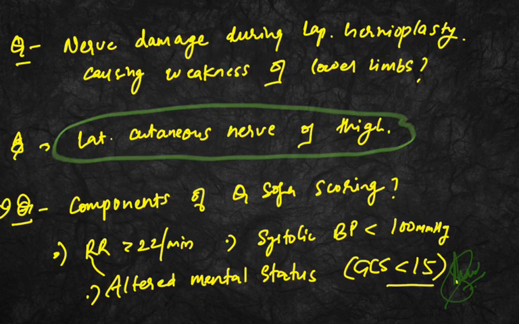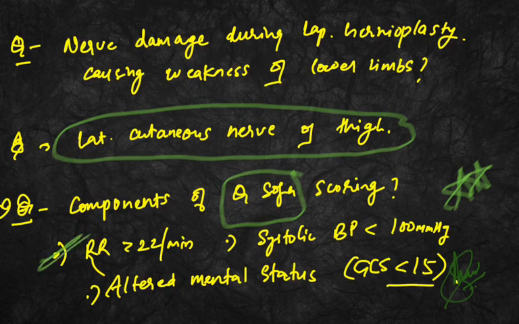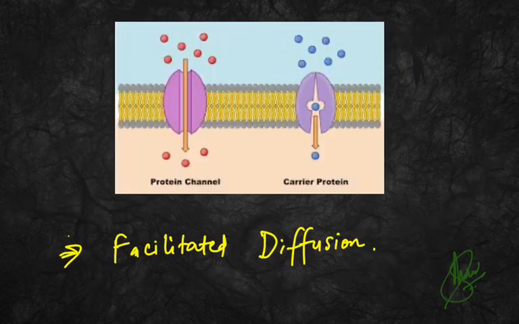Now, components of qSOFA. This is a very important question, very much asked, and I'm just mentioning the components. Respiratory rate is greater than 22 per minute. Systolic BP is less than 100 mmHg, and altered mental status, GCS less than 15. These are the components of qSOFA.